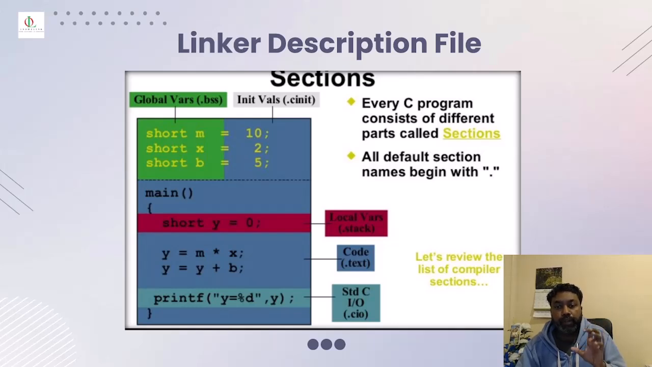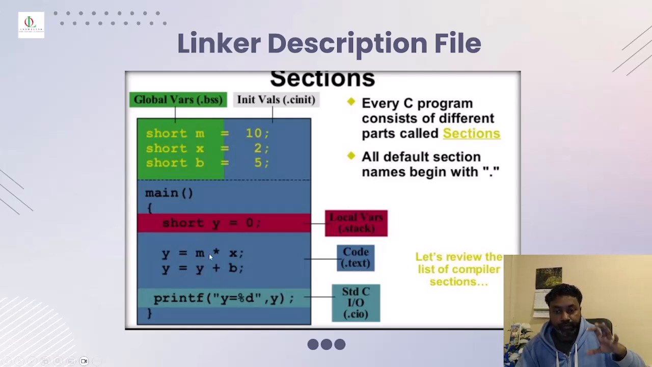All default section names begin with a dot. For example, short m, that's a .bss section. The value that's assigned to that variable m has a .cinit extension. And likewise, when you start with the main, so short y of 0, this is where the memory starts to happen, the stack. So anything that's declared inside main is a local variable. Anything which is declared outside is a global variable, so you can use it anywhere in the program.